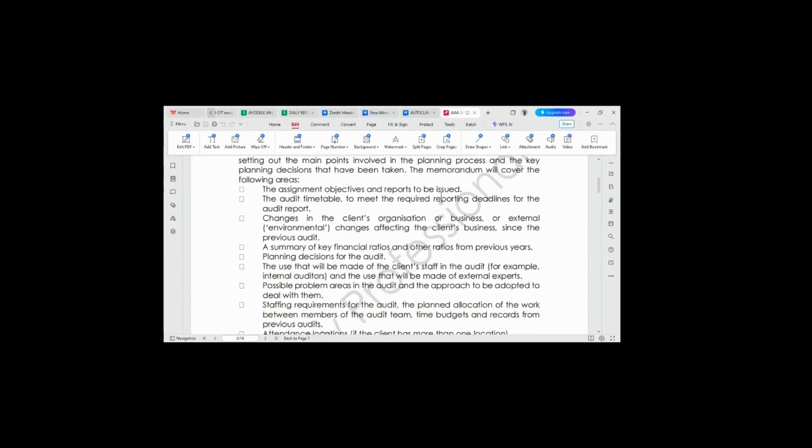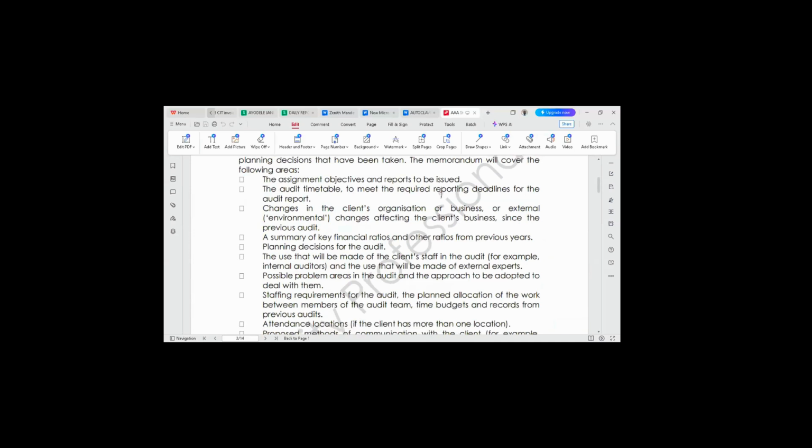Then another one you need to consider that's also included in the memorandum is the staffing requirement. How many of these staff do you require? You have your audit engagement team. How many of them would you require? That will only be possible when you have done the preliminary audit risk assessment. Then attendant location also. That is, how many locations does your client have? That can only be possible if you have done your preliminary audit risk assessment. It gives you an insight into how many staff they have, and how many locations exist.